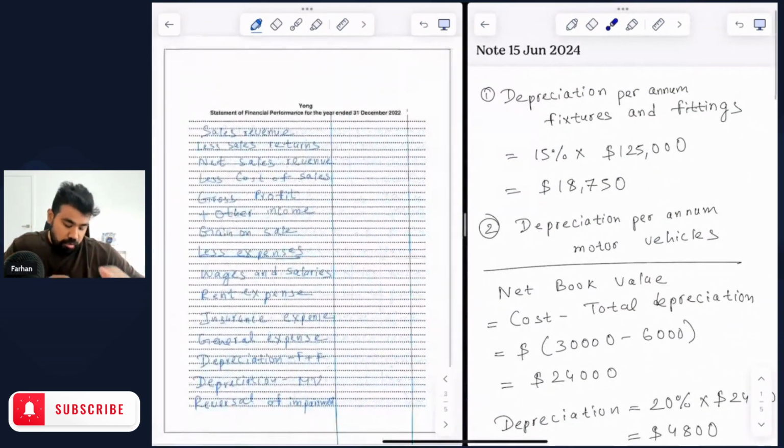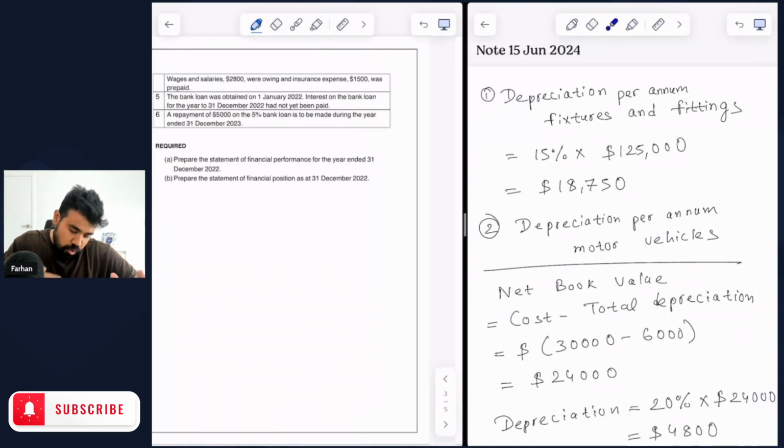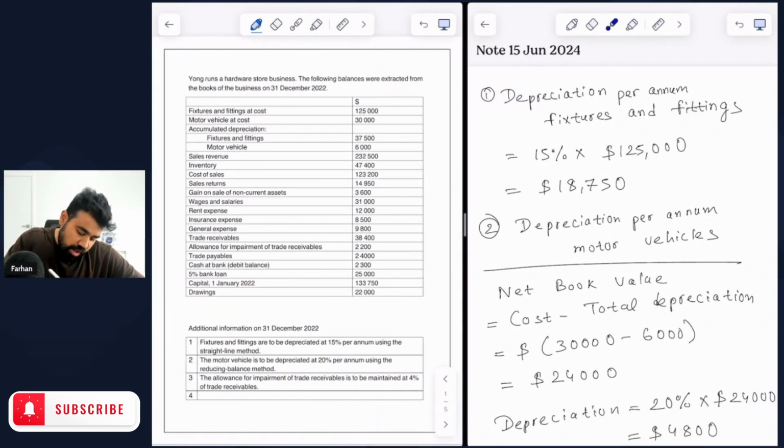So I've done the format already here in advance. So let's just first start with the sales revenue and sales returns. So let's go back to the question, and you can see the sales revenue is given as 232,500 and sales returns is given as 14,950.